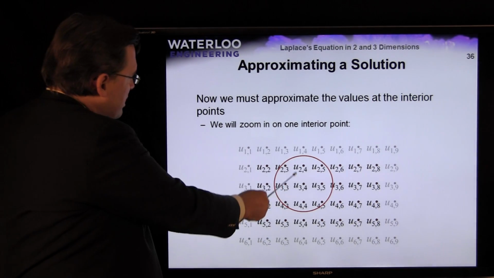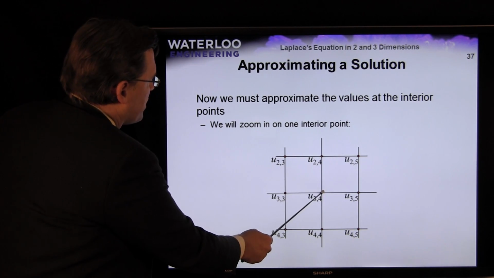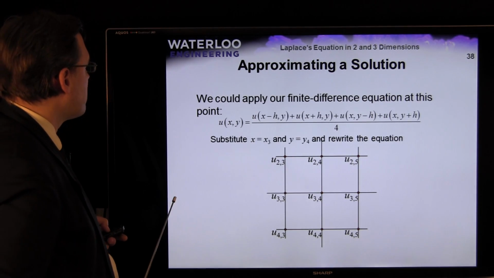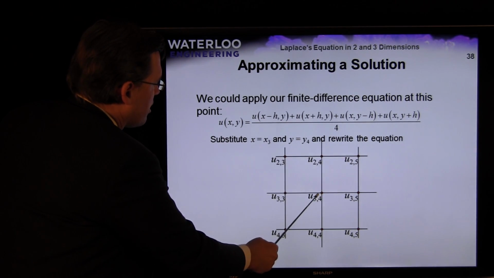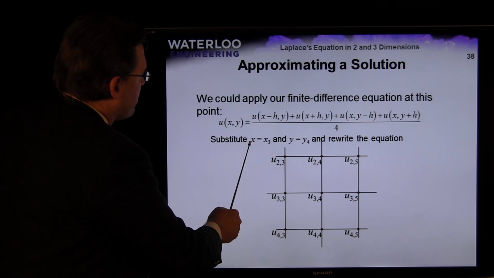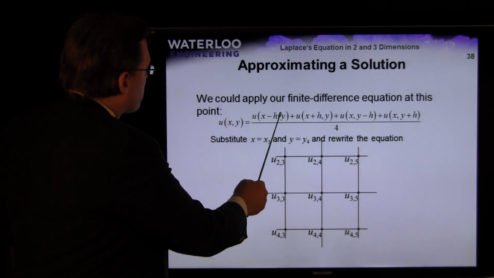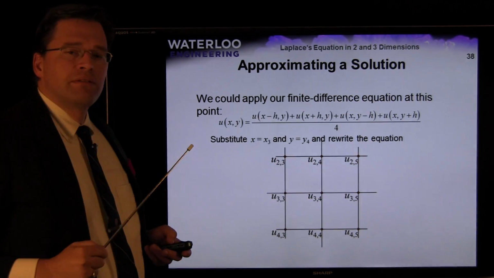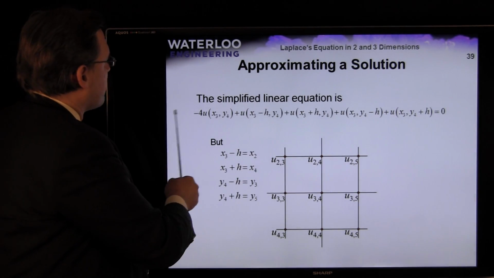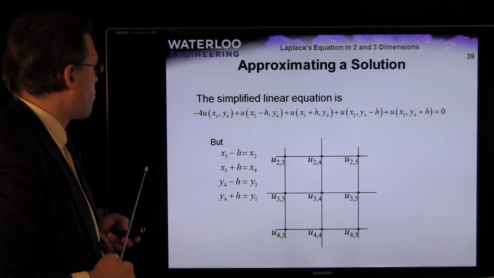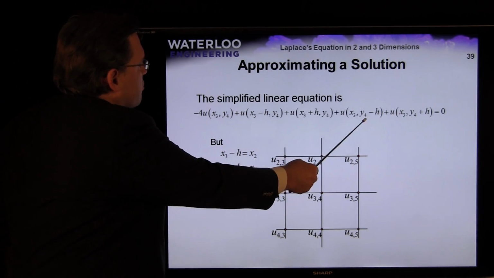So focusing on this point here, here's the interior point. How are we going to approximate Laplace's equation at that point? Well, this is Laplace's equation. Specifically here, U34 is the point where x equals 3 and y is equal to 4. So let's substitute x equals 3 and y equals 4 into Laplace's equation. Alright, there it is. We've brought one side over, multiplied both sides by 4, and now we have x3 minus h, x3 plus h, x4 minus h.